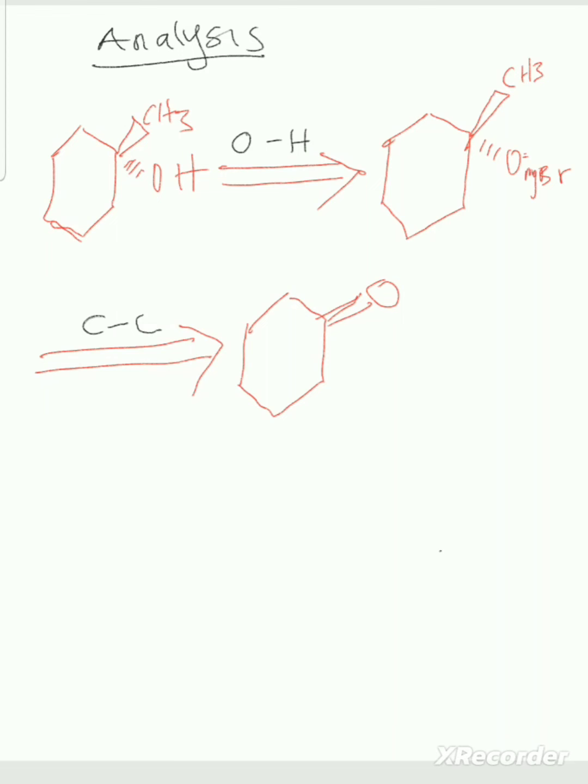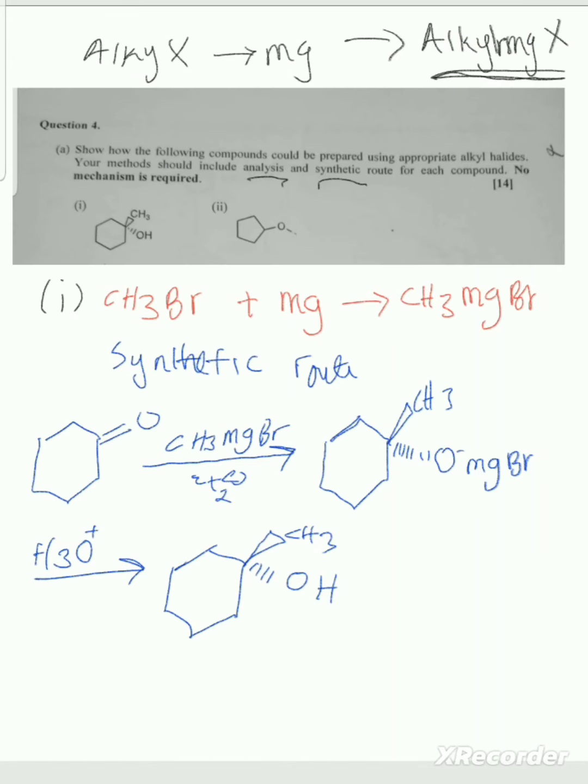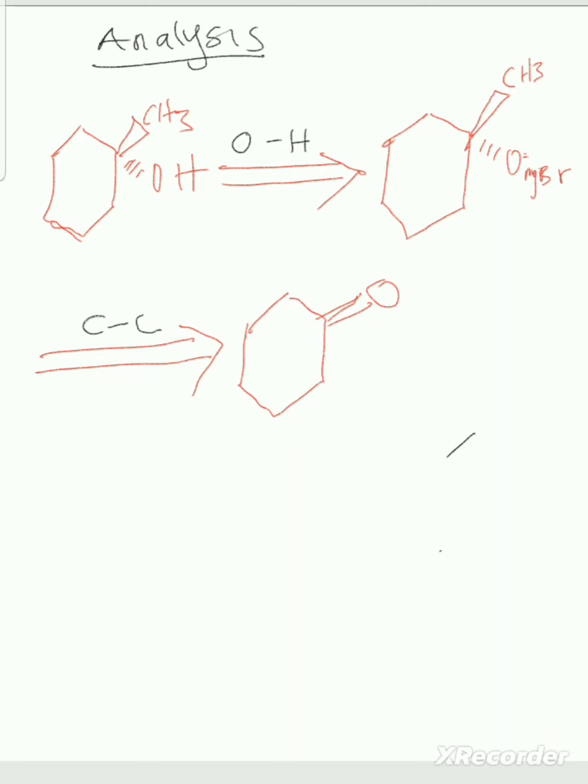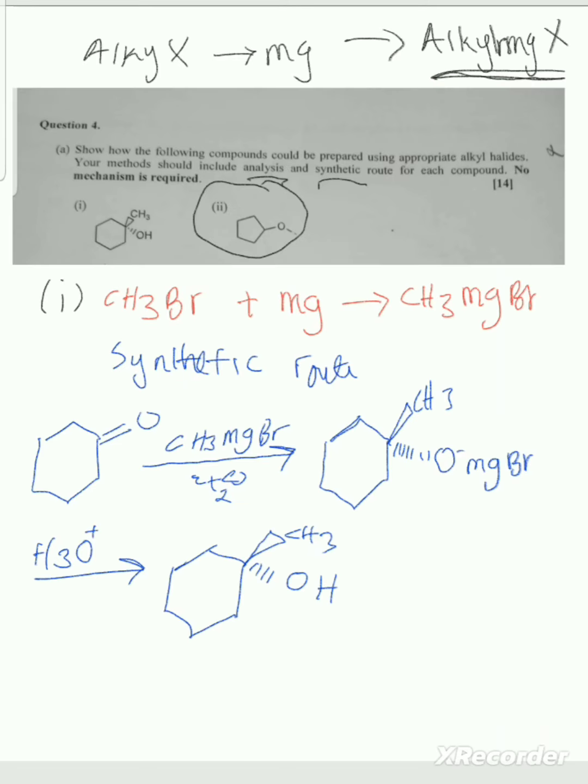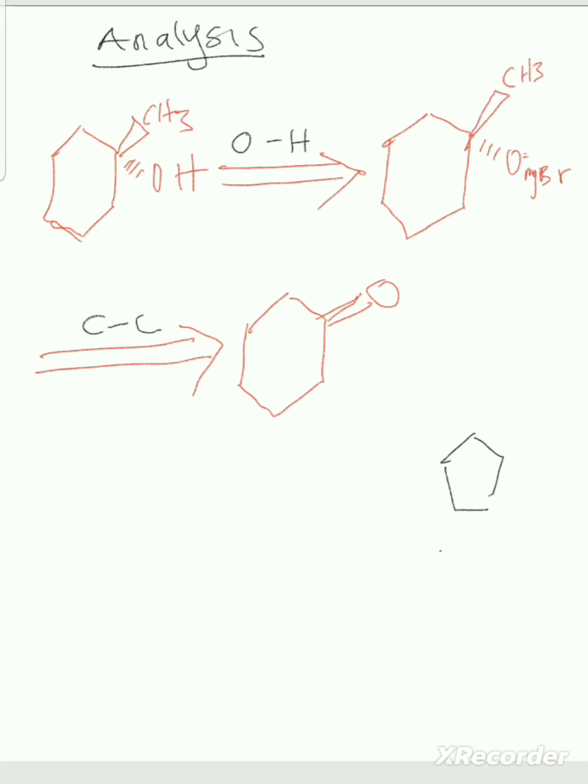Then question 2. Let me go on to question 2. Here they are saying, how can we form this one using a synthetic route as well as the analysis. So I'm going to start with the analysis again. See, that one is an ether. Let me just write it here. Okay, it has got 4. Okay, fine. So here it is like this. Then here is like this, like that. This is an ether, you see? This is an ether. So which method can we use?